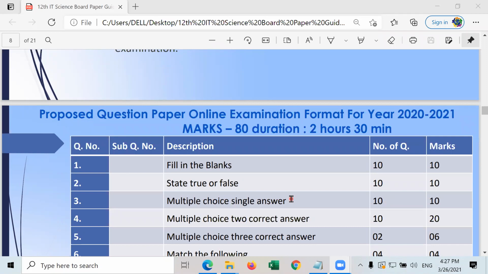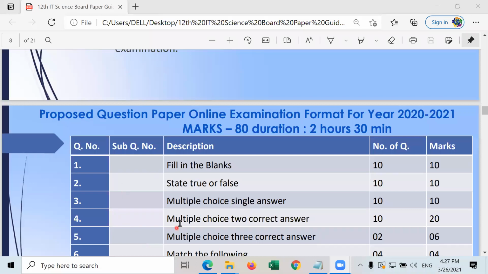Again, you will not be given any optional. You will not be given any options. So, for the first 7 questions, you will not. Sorry, for the first 6 questions, you will not be given any options. All questions will be compulsory. This is about question number 3.